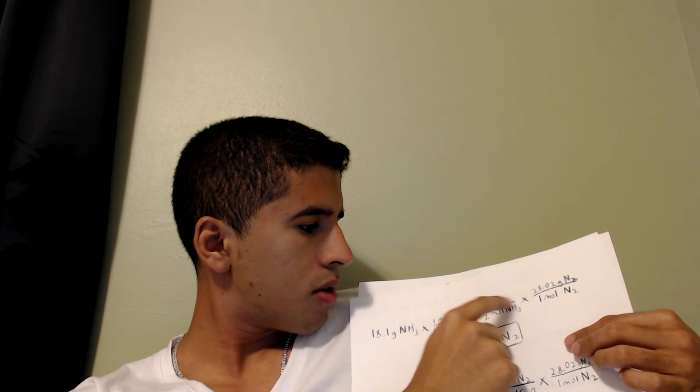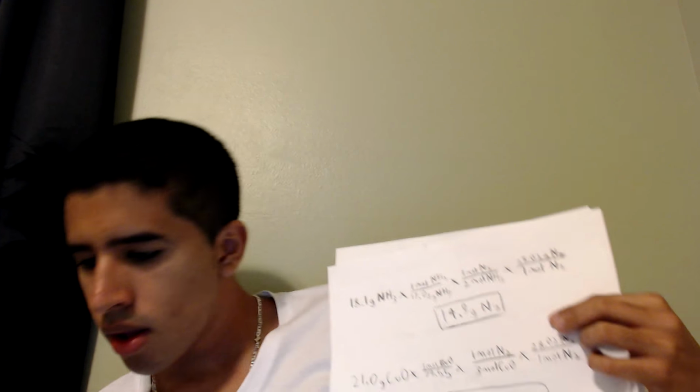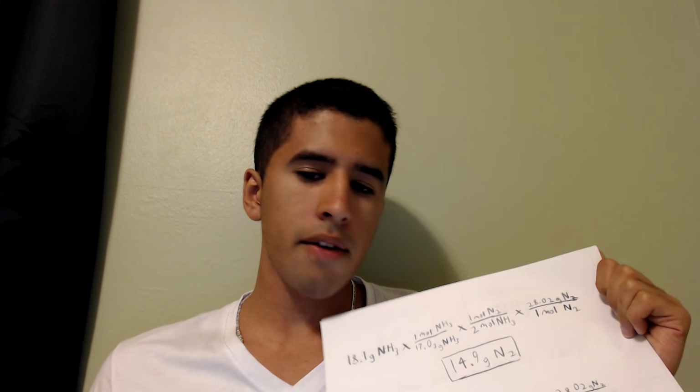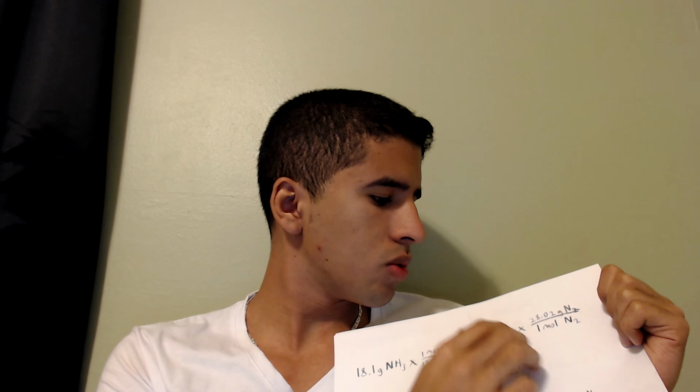Then you would multiply that answer by 1 mole of N2 over 2 moles of NH3, because that's how many moles there are in the equation for each one. The moles of NH3 would cancel out, and you would get moles of N2. So now you don't have any more NH3, you're in the N2s now. You have the moles of N2.